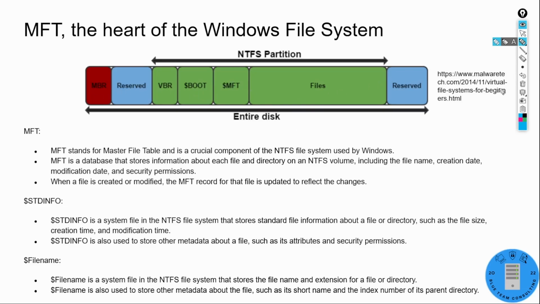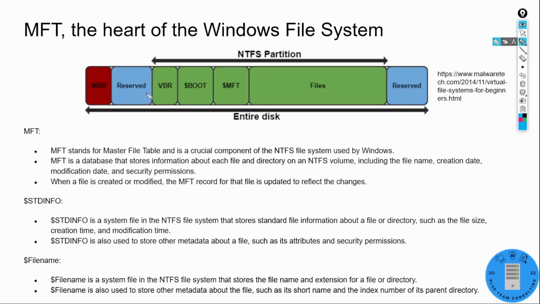So I thought this image from malwarereteach.com, file system for beginners. This was the most basic one that I could find. So basically, this is your new technology file system, your NTFS partition. This is the entire disk that's going to store all of your data for your files on the computer, starting at the left with the master boot record. Remember, this is what gives the system information about the partitions, and it's going to start the sector and the size. This is your master boot record.